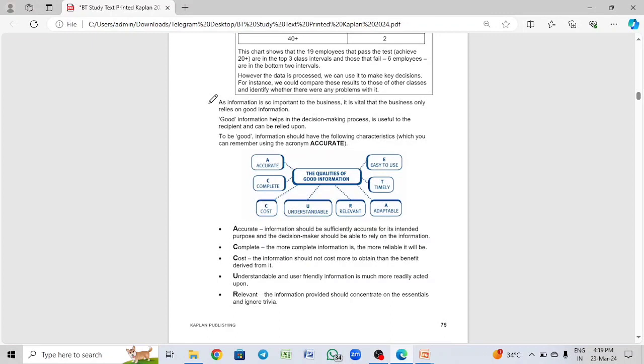Good information needs to be accurate. The acronym that we will use for the qualities of good information is ACCURATE. Now, A stands for accurate. The information needs to be accurate, it needs to be precise.